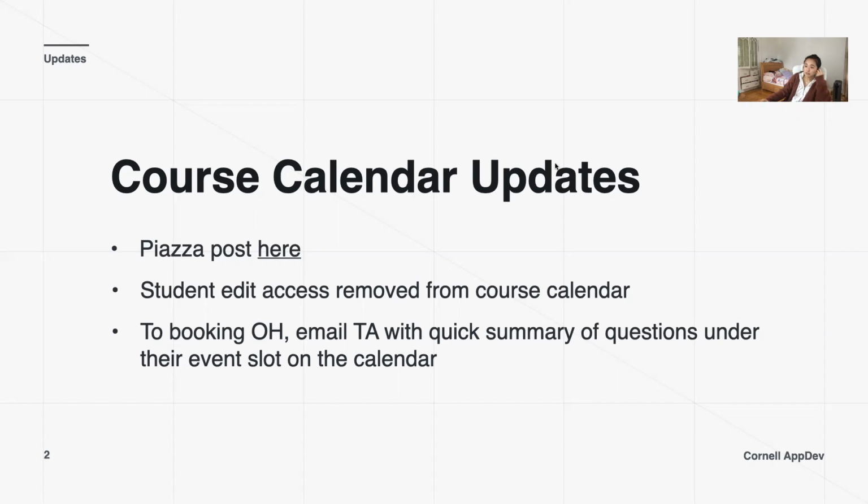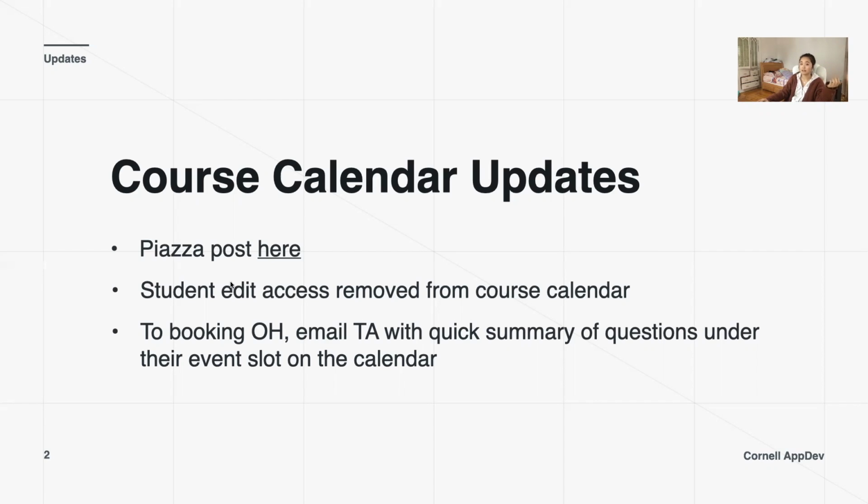First of all, I just want to give a quick update on our course calendar. You guys probably already know this by now, but we've been having some issues with students accidentally deleting office hour events from our calendar. To resolve that issue, we decided to remove all of the students' edit access to our course calendar. So now you will be unable to mark an event as read once you've booked that office hour session. Other than that, everything else basically stays the same.